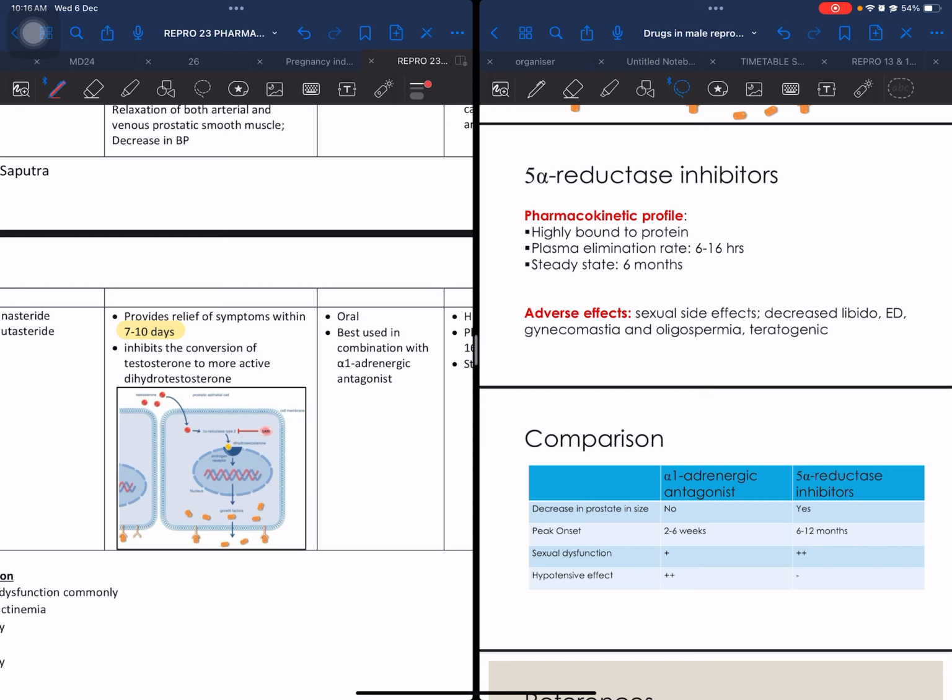So if you want to compare these two groups of drugs for BPH: the alpha-1 adrenergic antagonist does not give any effect on the prostate size. It's more about improving the urine flow. Whereas 5-alpha reductase inhibitors, yes, they reduce the prostate size, because they inhibit the androgen hormone. Onset for the alpha-1 antagonist is 2 to 6 weeks, which is faster, whereas the 5-alpha reductase inhibitor takes longer. Sexual dysfunction, you don't see much with the alpha-1 adrenergic antagonist, but you'll see it with 5-alpha reductase inhibitors. But the hypotensive effect is more on the alpha-1 adrenergic antagonist, but not so with 5-alpha reductase inhibitors.